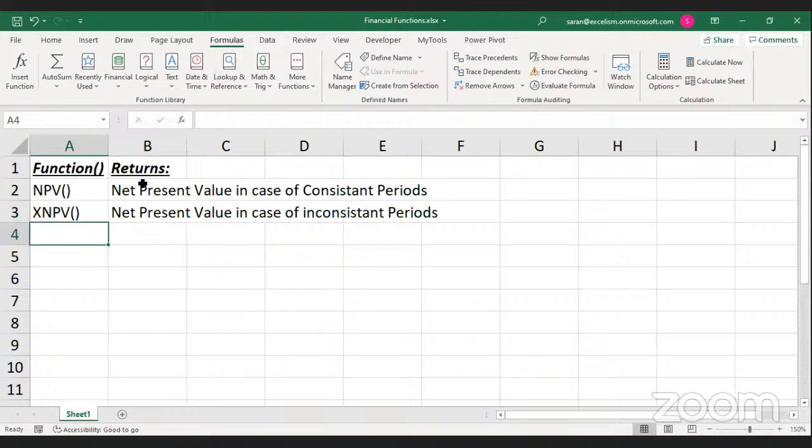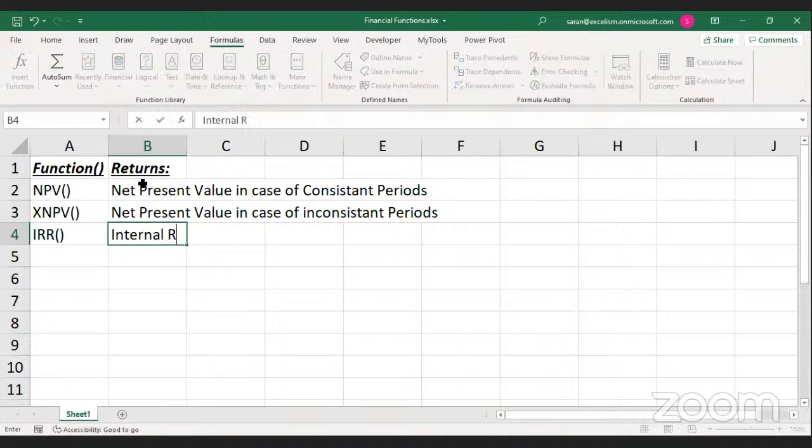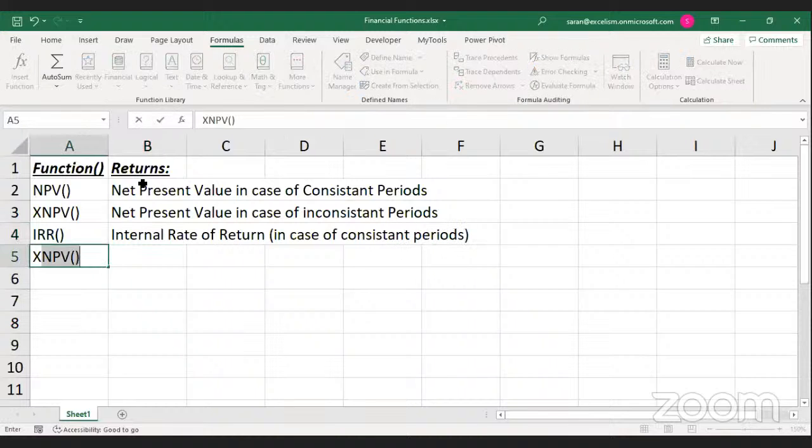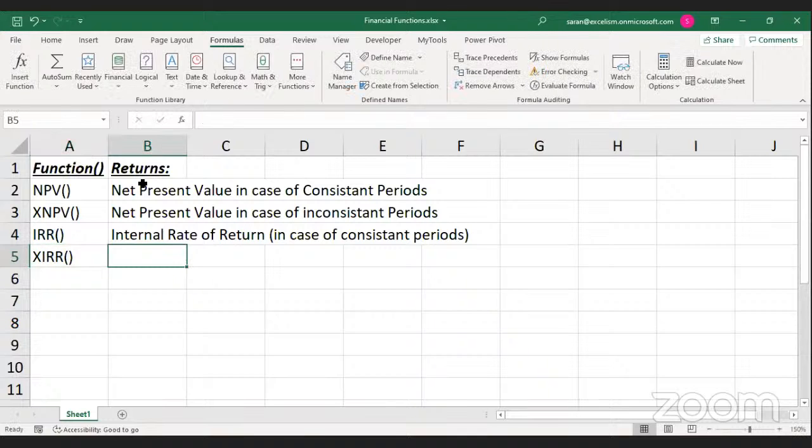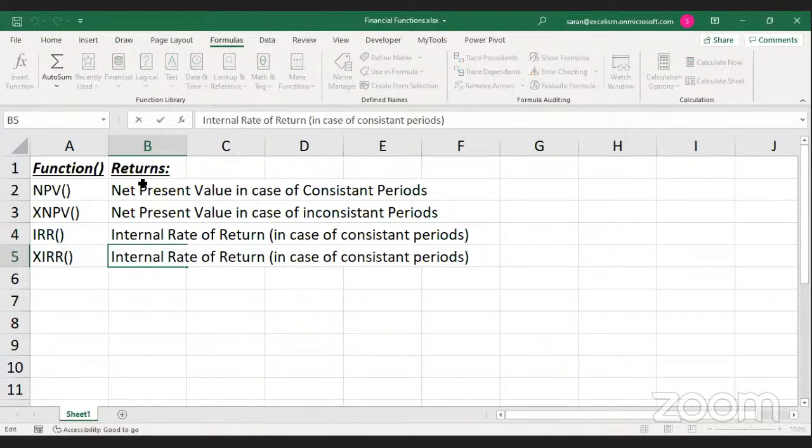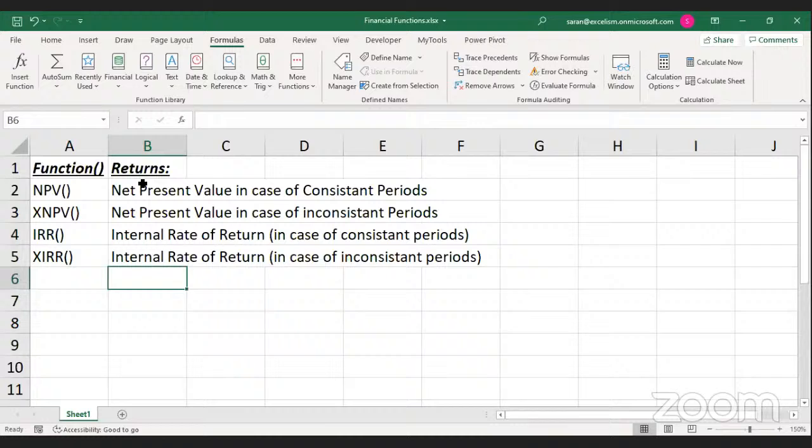Let's have one more function, because this is connected to NPV: IRR is the rate at which my NPV is 0. That's what we read in our books. So IRR is the function that returns the internal rate of return, in case of consistent periods. Again, the same point. Excel introduced, in version 2010, XIRR. It is going to give the result for inconsistent periods.